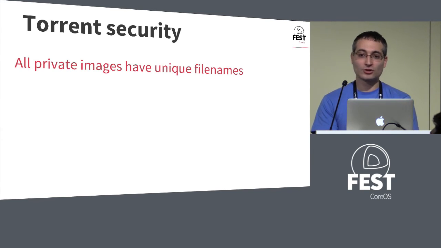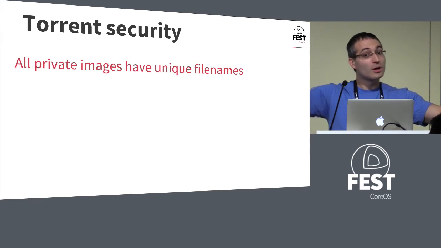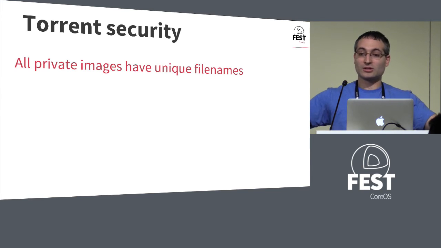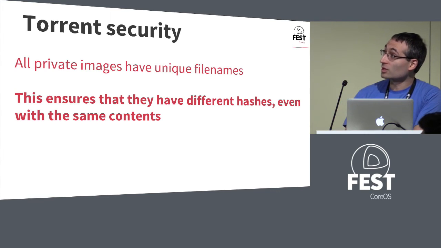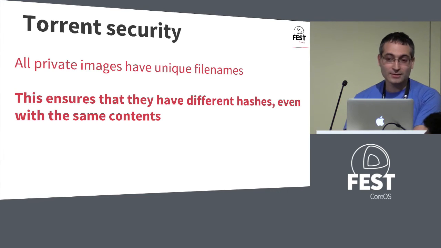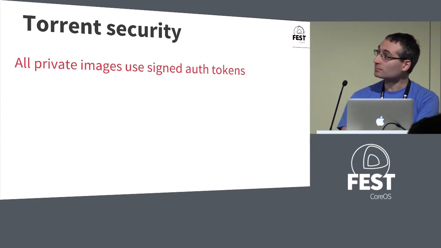So if you have a cluster pulling an image over here with one user credential and pulling it over here with another user credential, they will actually be automatically created as separate swarms. They will not share any information. And this of course ensures that they have different hashes, even with the same contents, which means that the swarms will not be connected. Further, all private images use signed auth tokens.